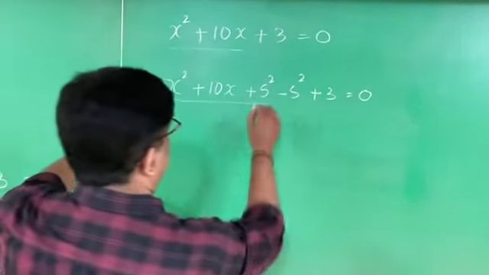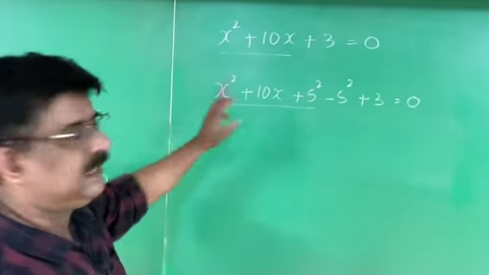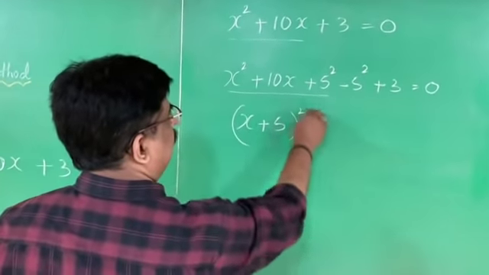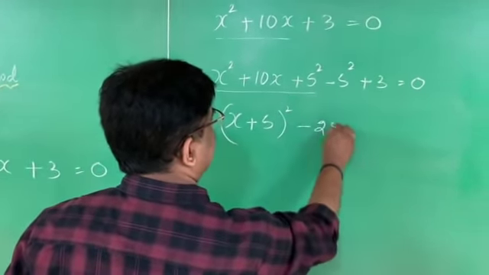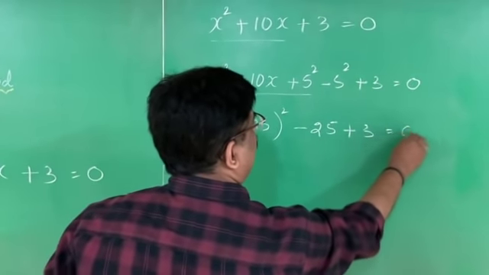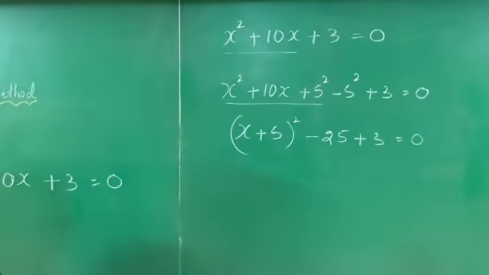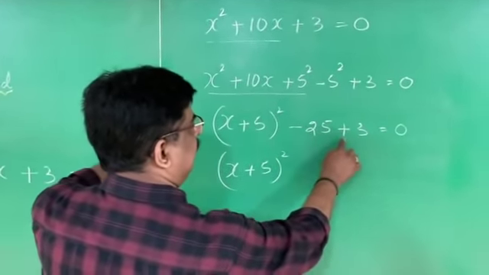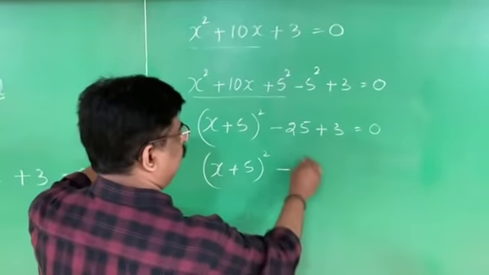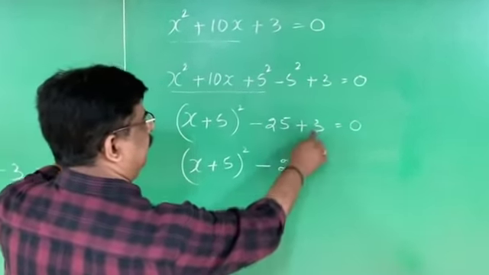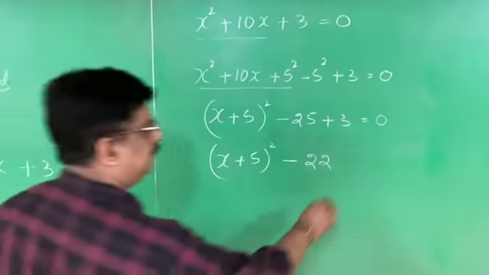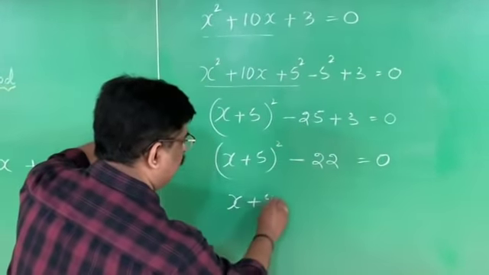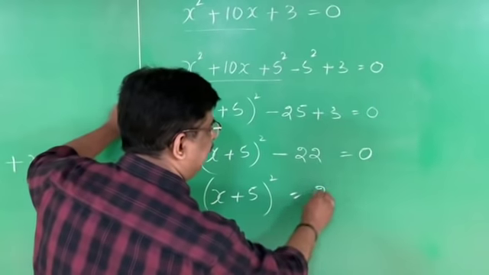Now, the first three numbers is in the form of a plus b whole square. It becomes x plus 5 whole square. Now, this minus 5 square becomes minus 25 plus 3 is equal to 0. Right? Now, x plus 5 whole square minus 25 plus 3 is minus 22, is equal to 0. Which is the next step now. You have to transfer 22 to that side. X plus 5 whole square is equal to 22.